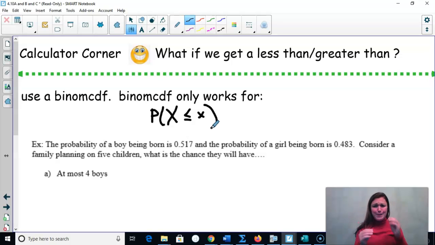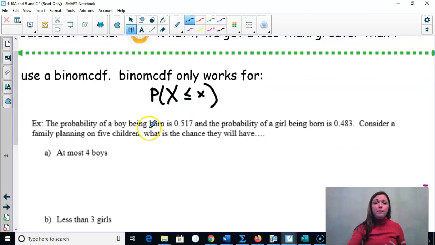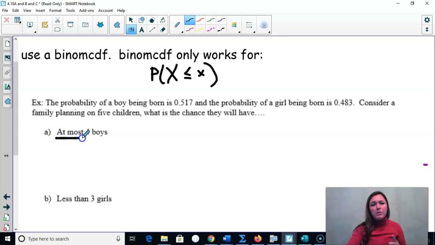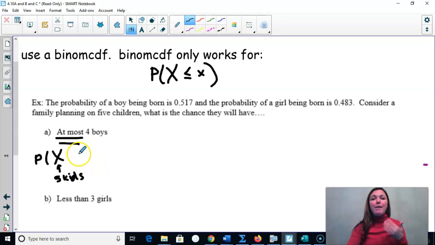Sorry, I talk too fast sometimes and then I stumble over my words. What is the chance that they will have at most 4 boys? So we need to think about this. What does at most mean? At most means we're going to have the probability. What's our scenario? People are planning on having 5 kids. Right? That's the scenario. We want at most 4 boys. What does at most mean? Less than or equal to 4.